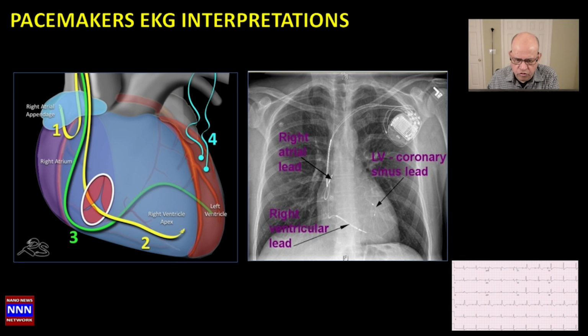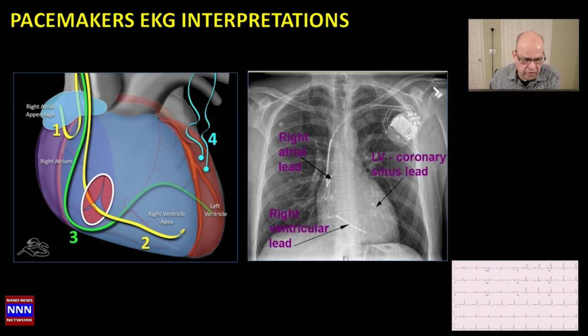Here's a chest X-ray showing the placement of the leads. Here we have the right atrial appendage where the right atrial lead is placed. Then we have the ventricular lead which is placed here. Then here's a very tiny wire going into the coronary sinus into the cardiac vein, most likely the posterior cardiac or the lateral cardiac vein, which activates the left ventricle, as I said.